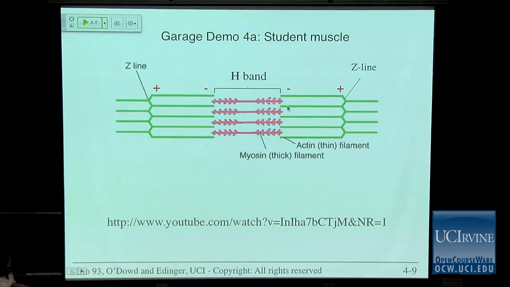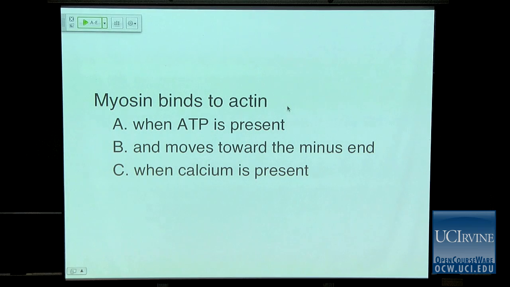Okay, let's move forward. Okay, we've already done this. Myosin binds to actin. What, A, B, or C? C, when calcium binds. And this is something that people often forget, that it's not when ATP. You have to have ATP to get this cycle to go, but in the presence of calcium, the myosin binds and ratchets, and then only when ATP comes in does the myosin unbind from the actin and the cycle goes again. Okay.